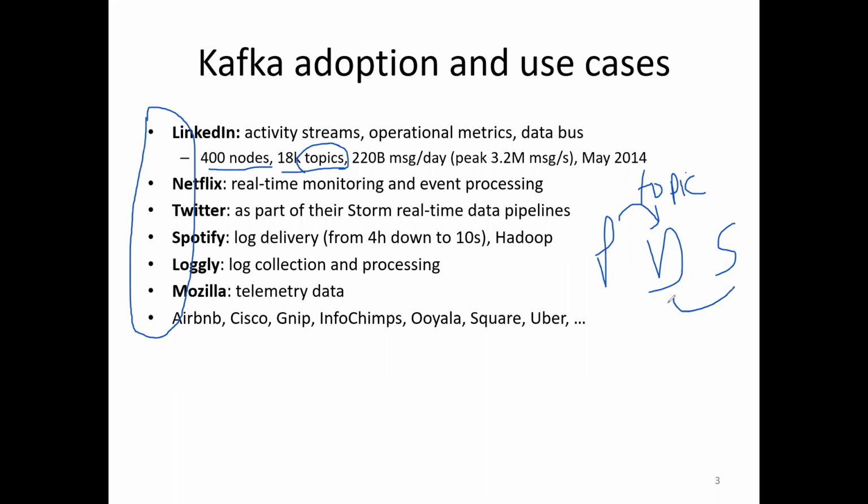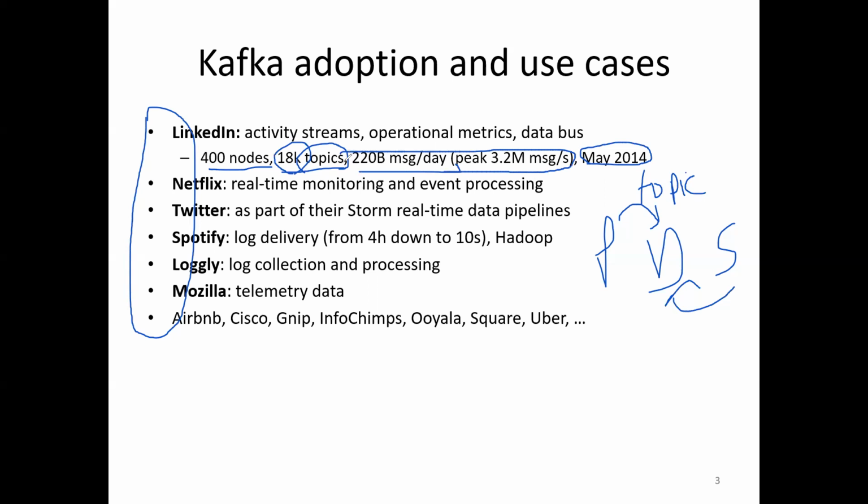So obviously LinkedIn is a huge thing. It has 18,000 topics or maybe more. This is like in 2014. So maybe now they have like 50,000 topics and 220 billion messages a day, 3.2 million messages per second.